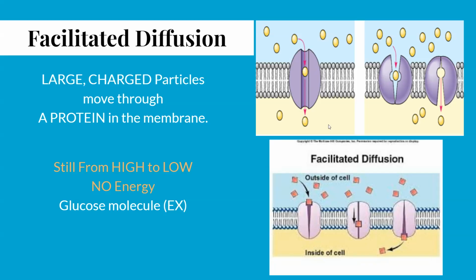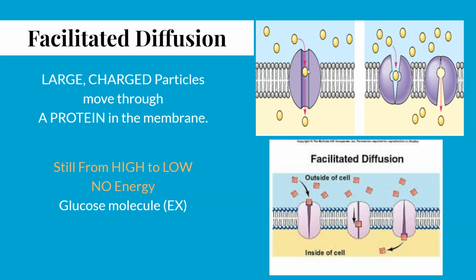All right, so that was diffusion. Diffusion is a type of passive transport. The next thing we have is facilitated diffusion. Facilitated diffusion is the same exact thing, only these particles are a little larger or they may have a charge. So I would say they're large and in charge.